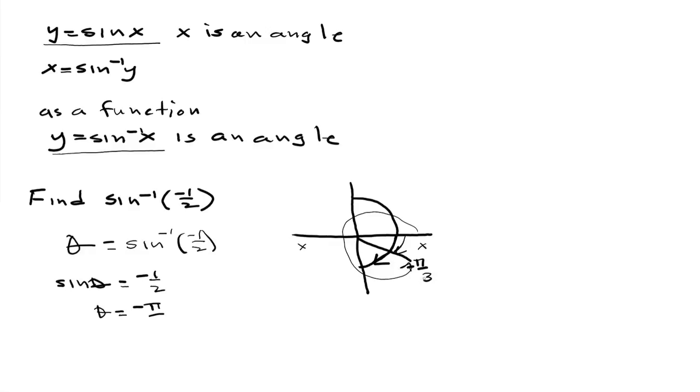Actually, it's pi over 6, isn't it? Sorry, pi over 6. Negative pi over 6. Alright.